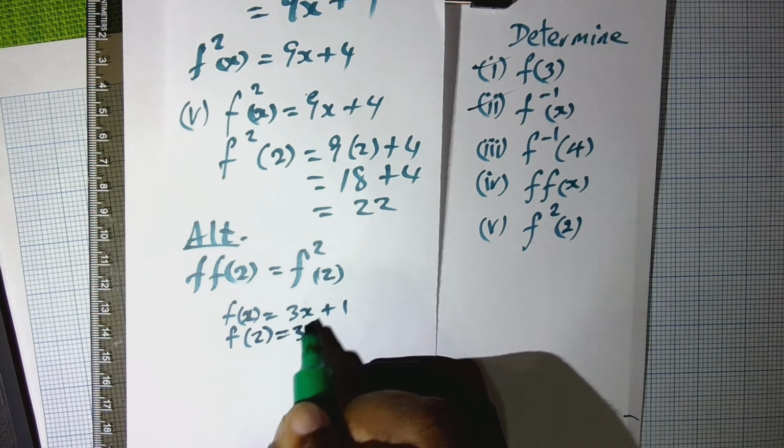Now, this is f of 7. This 7 is our input value. So we look for the function that is f of x. And f of x is what? 3x plus 1.